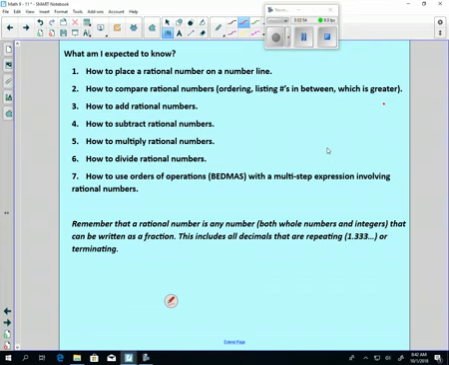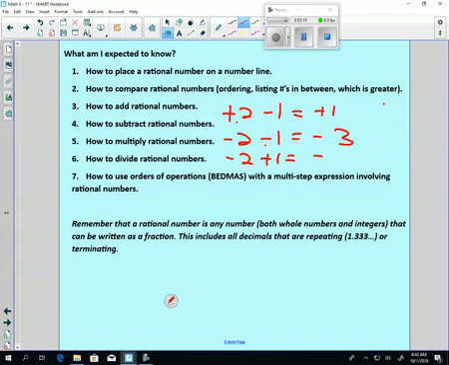You also learned how to subtract rational numbers. If you have +2 minus 1, of course this is bigger, your answer is going to be +1. But if we have 2 negative numbers, it's going to be the sum of those 2 negatives. If it was -2 + 1, it's going to be -1, because the negative is the biggest number. The negative is bigger, so your answer would be negative.